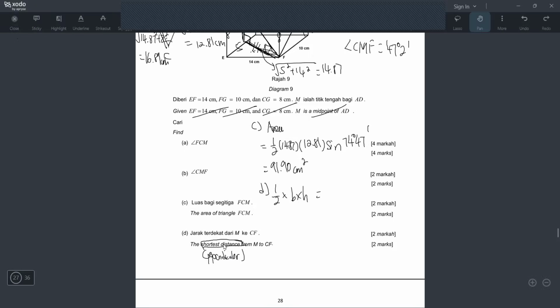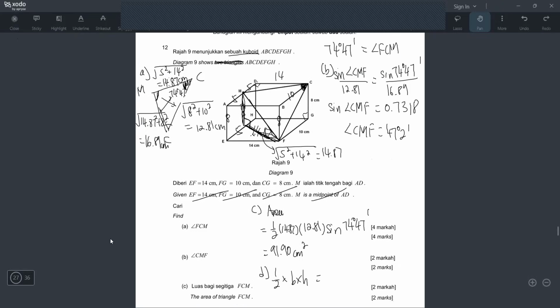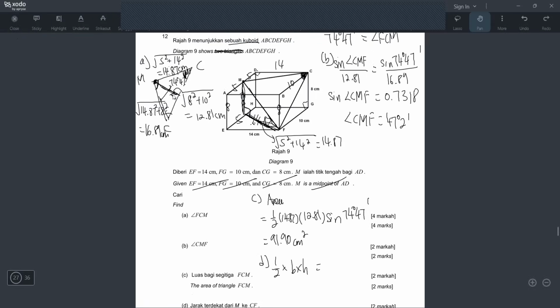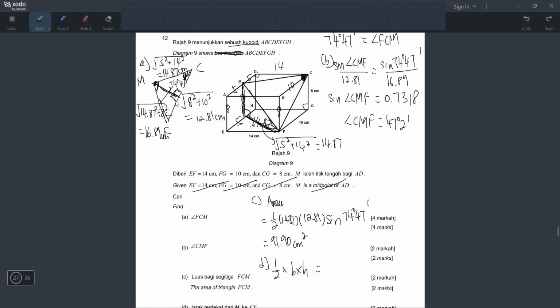Okay, let's determine where is the shortest distance from M to CF first. This is M, this is CF, right? It means you have to draw a line, the shortest from M to CF. It means the line will be like this, and it will be 90 degrees. That is why you can use the 1/2 times base times height formula, because now your triangle has 90 degrees already. And what is your base? Your base will be the length FC, which is 12.81.